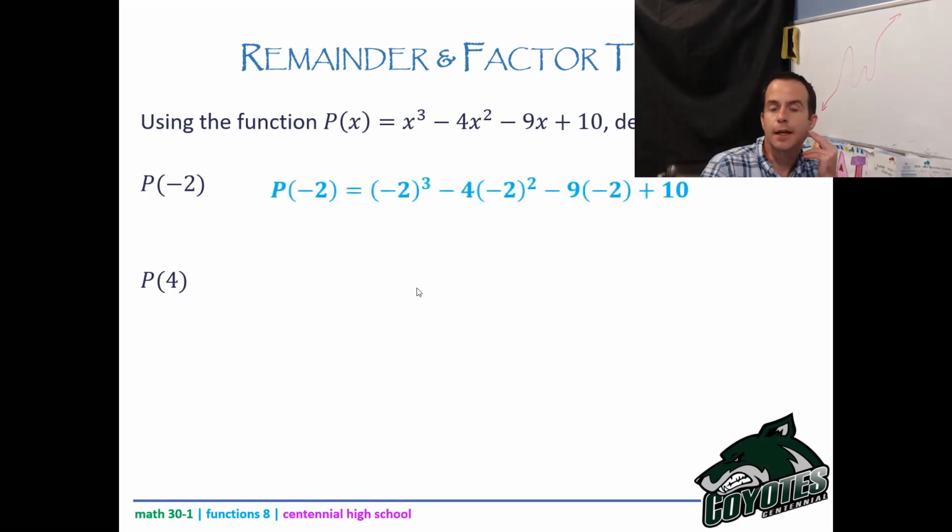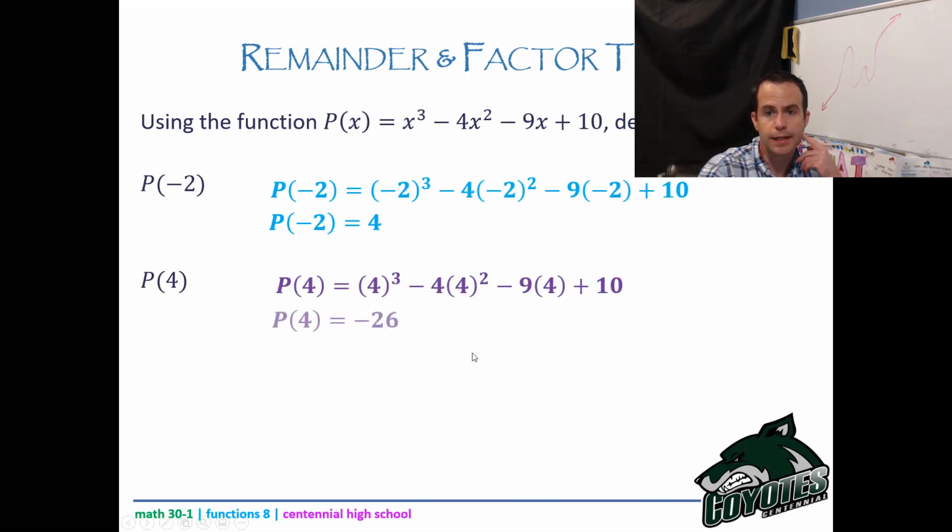Okay, you should have gotten that P of negative 2 was 4. So, question, is x plus 2 a factor? And the answer is no, it's not, right? Because if it was a factor, I would have gotten out 0. P of 4, when I plug that in, I get out negative 26. So is x minus 4 a factor of this polynomial? No, it's not, okay?